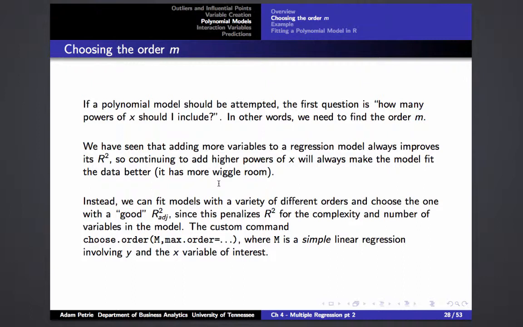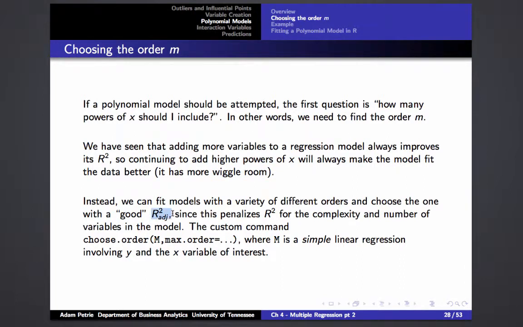Well, one thing we know we can't do is look at the R squared of the model, because we know that R squared always gets bigger whenever I add in a new predictor. In other words, if I were to add in a higher power of x, even if I don't need that higher power of x, R squared is always going to get bigger, because adding in a new variable gives the model a little bit more wiggle room, and it's going to fit the data better. The sum of squared errors is going to get smaller, R squared gets bigger.